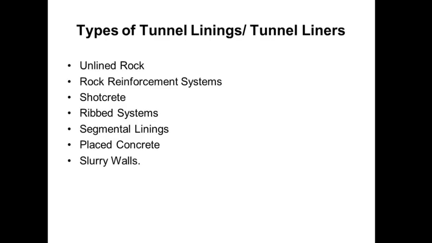So, types of tunnel lining or tunnel liners. First, unlined rock, next rock reinforcement system, next shotcrete, next segmental lining, then placing of concrete and slurry wall. As we previously discussed tunnel support, in which we covered shotcreting and rock bolting. The tunnel lining is nothing but tunnel concreting. These are various methods we can use for the tunnel lining, like a slurry wall.